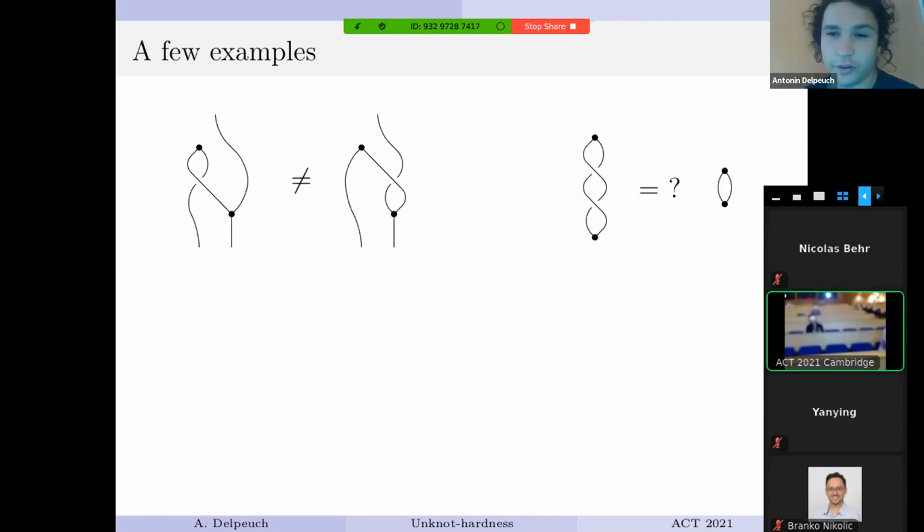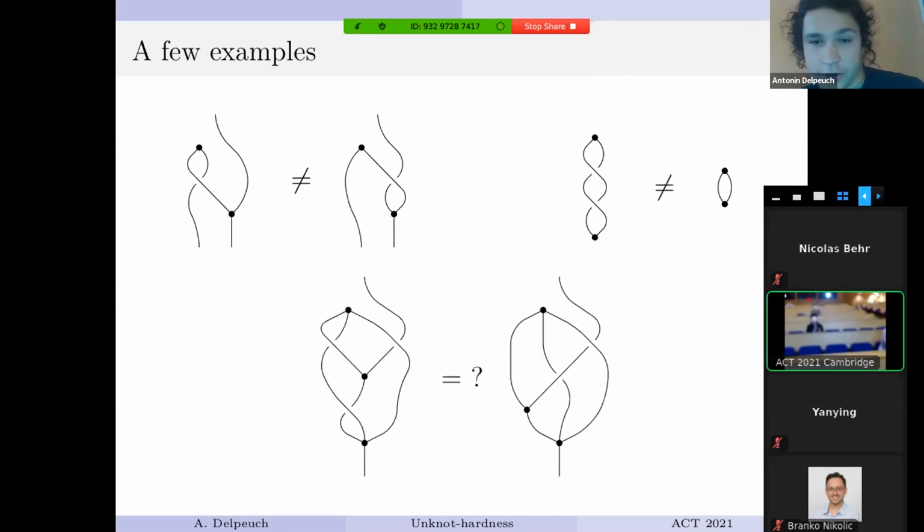What about these two on the right-hand side? Well, it's tempting to think that maybe we could untwist this to get the equality to hold, but in fact, we don't have any axiom relating generators and braids. So you cannot untwist this left-hand side to get the right-hand side. So that's, again, not equal.